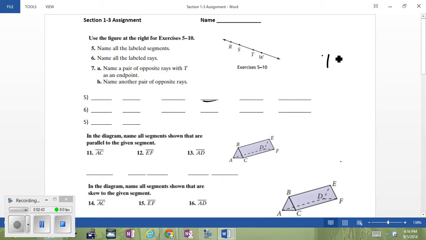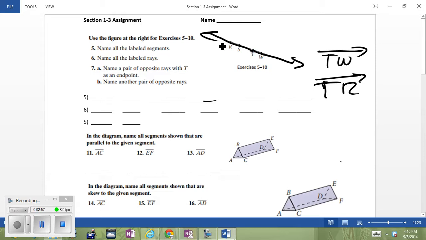So if I talk about TW as a ray, that goes from T in the direction of W, then I talk about the ray TR, that goes from T in the direction of R, then together they make the entire line. And the line can be named with any one of those points listed.